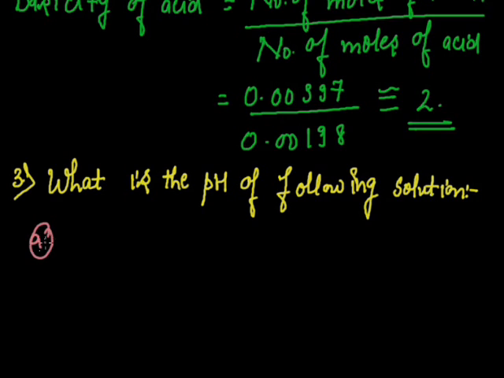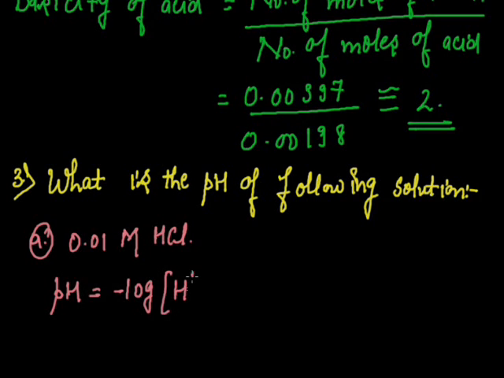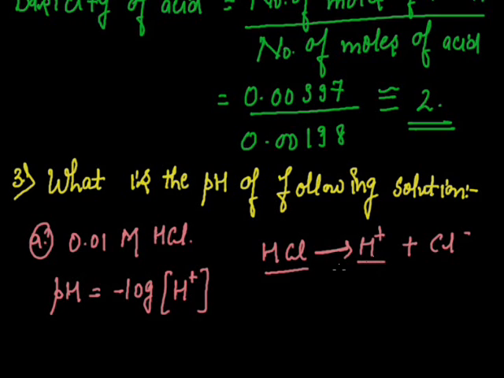We have to calculate the pH of 0.01 molar HCl. Now, as we know that while calculating the pH, we have to focus on the H+ ion concentration. When we dissolve HCl in water, it gives H+ ion plus Cl negative ion. So from 1 mole of HCl, 1 mole of H+ ion is obtained, so the concentration of the HCl will be equal to the concentration of the H+ ion.